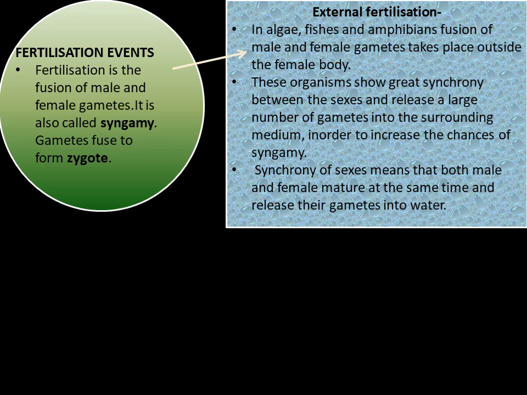One is external fertilization. In algae, fishes, and amphibians, fusion of male and female gametes takes place outside the female body. These organisms show great synchrony between the sexes and release a large number of gametes into the surrounding medium in order to increase the chances of syngamy. Synchrony of sexes means that both male and female mature at the same time and release their gametes into water.